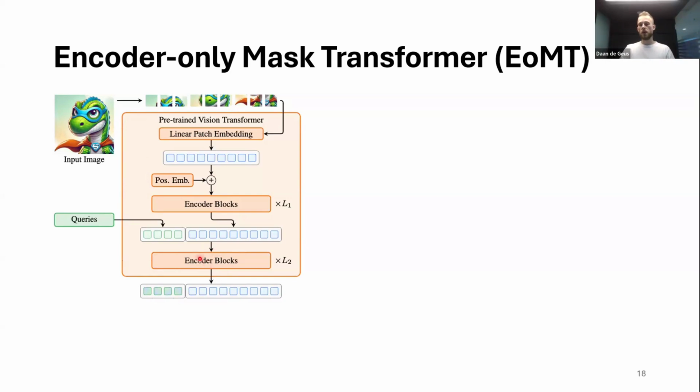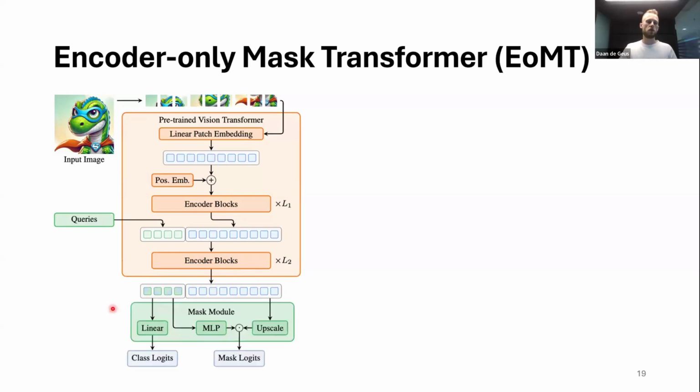And for this, we simply reuse the encoder blocks of the vision transformer. So no new operations, we just initialize these with the weights from DINOv2, and then we fine-tune them for segmentation.